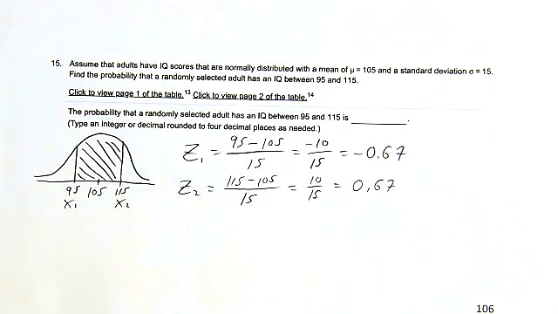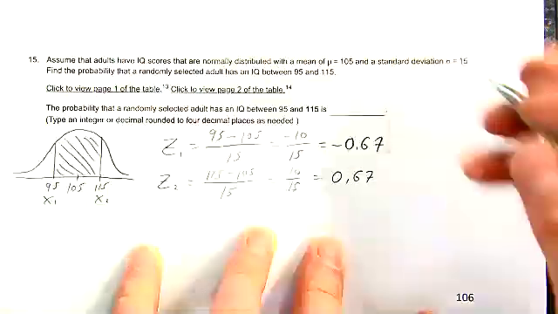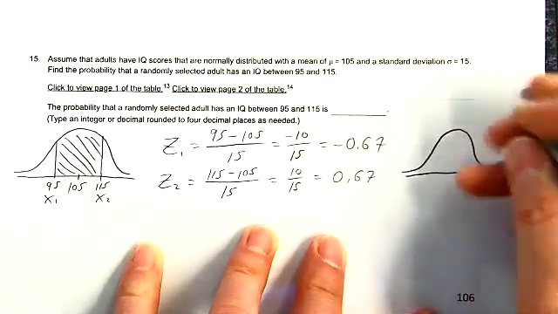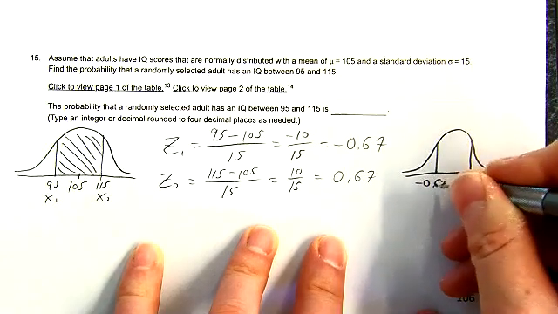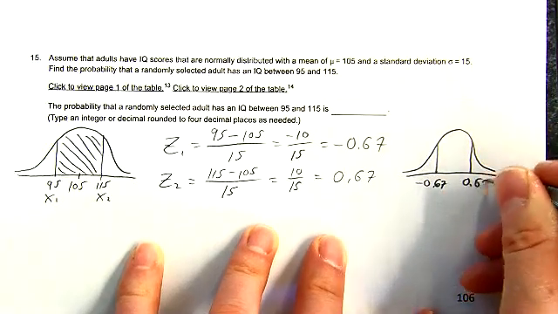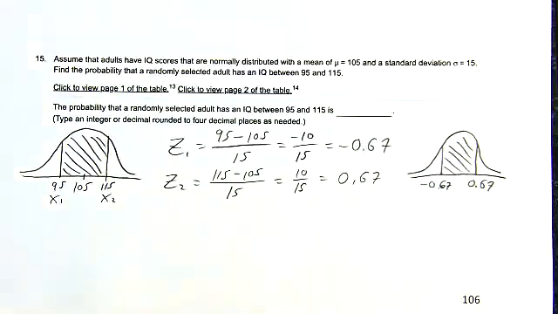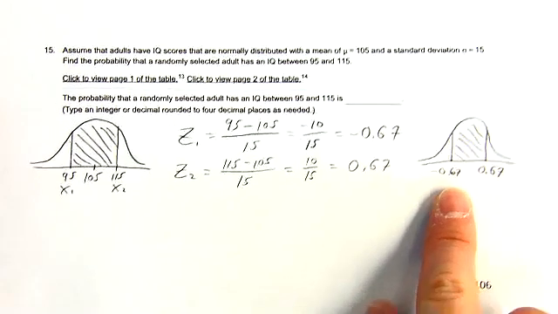And so we want to now find, instead of this non-standard normal curve, what we're actually looking for now is the area of the standard normal curve between minus 0.67 and positive 0.67. So this is the area we want. Well, just like before, we have to break this into two problems.